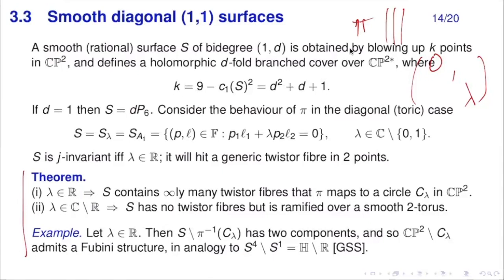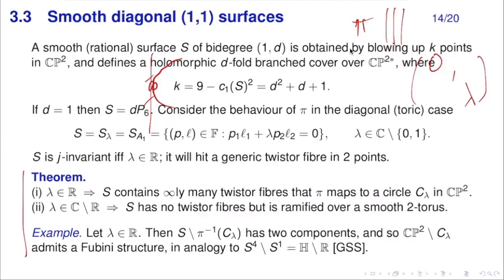If lambda is complex but not real, then it has no twistor fibers, but the 2 points could still come together. So instead of having 2 separate points, we could have the surface tangent to the twistor fiber, and the points in CP2 where it's tangent correspond to a smooth torus. But if you take the first case, it means that if I take CP2 and remove one of these circles, then I can find one of these 1-1 surfaces which maps, it's of degree 2, but once you remove a circle, you can split the surface S into 2 components.